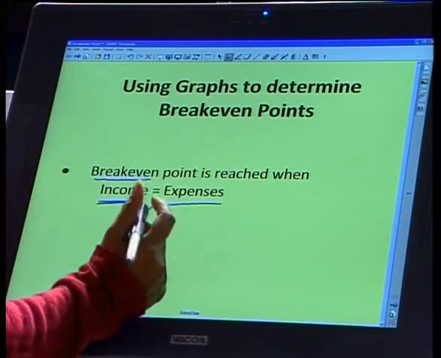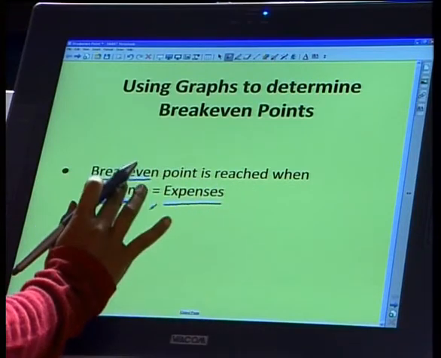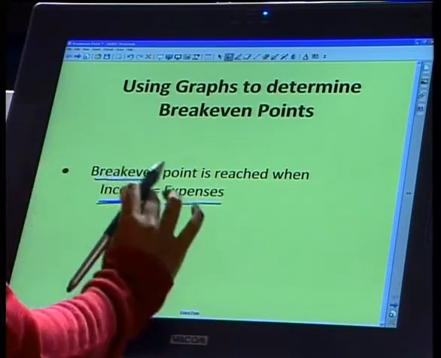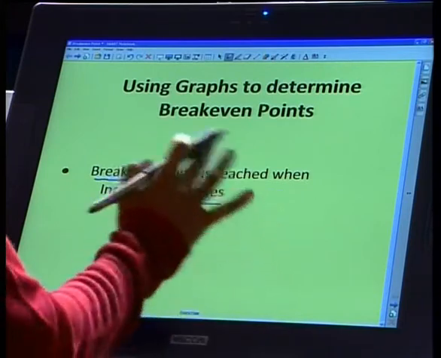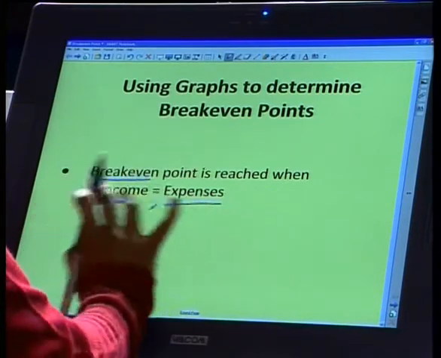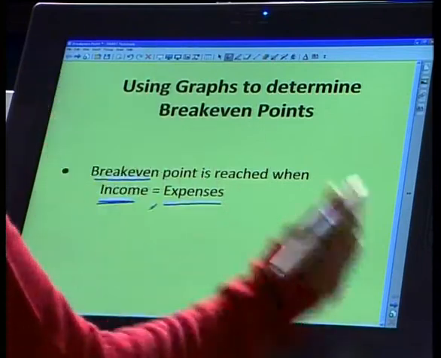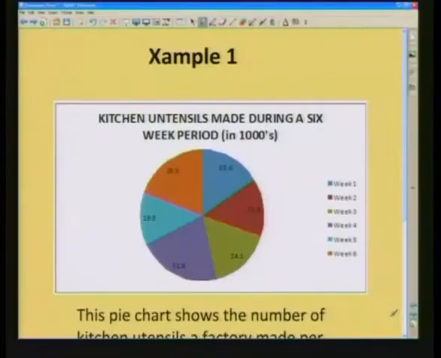That's generally what we understand by a break-even point, but also later on we will show you that a break-even point is reached when two graphs intersect each other. So with that, let's move on to the first example. This is example one.